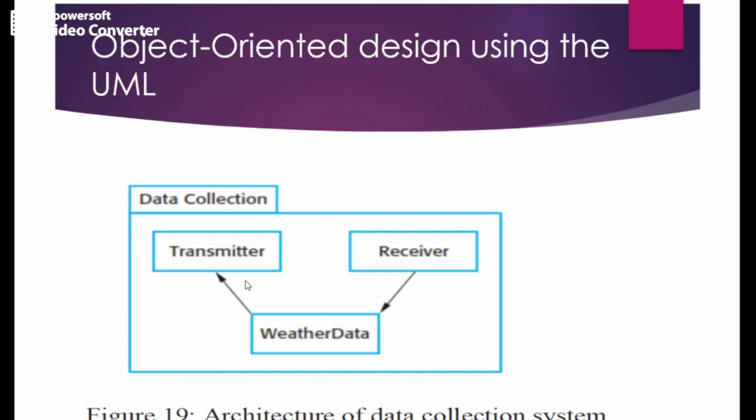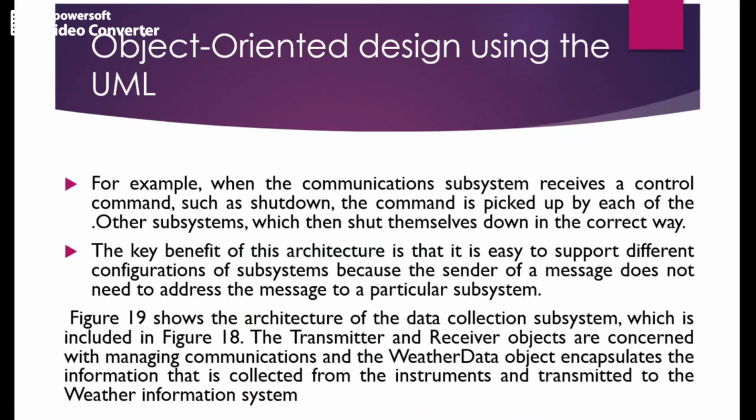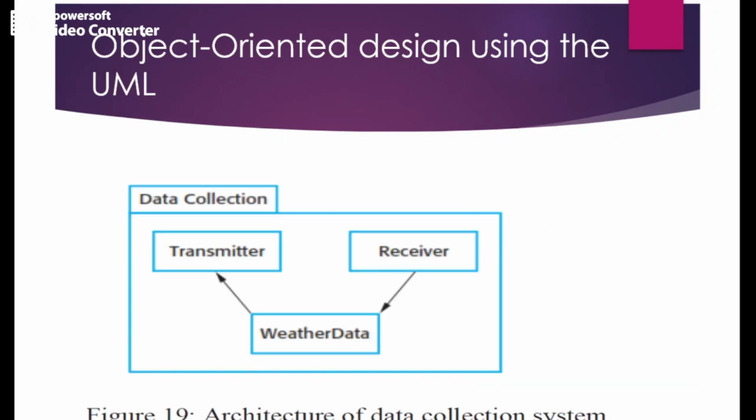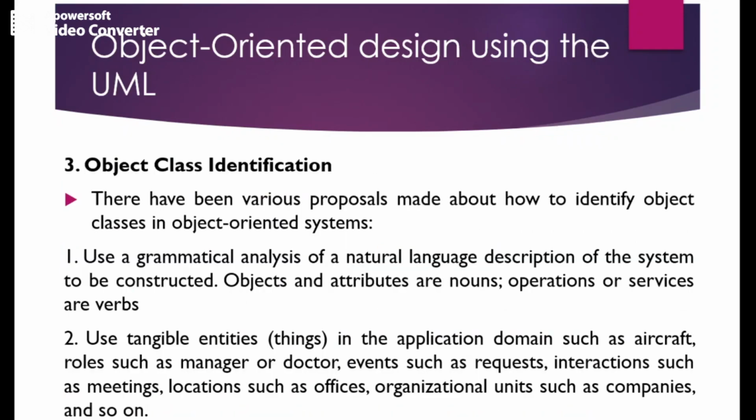So we have three objects: transmitter, receiver, and weather data object. Transmitter and receiver are both used for managing the communications, and the weather data object will encapsulate whatever information is collected from the various instruments, and it will be transmitted to the weather information system. So that is the second point which we have studied in detail, that is developing an architecture for your system.